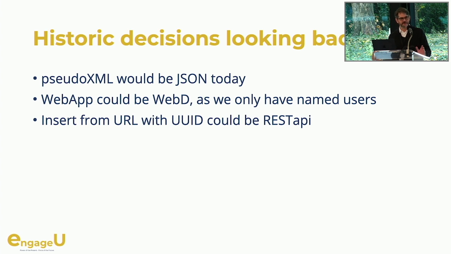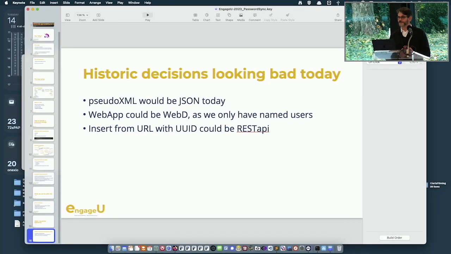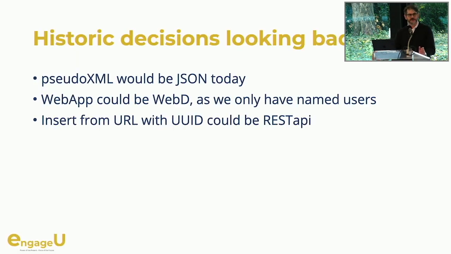There is no magic in there. Everything you do there is licensed anyway because they are known users, even if you're an SBA like us. It would be just as quick and the processes would be much cheaper to implement. And the insert from URL with UUID now could be a decent REST API call with a timeout and everything.